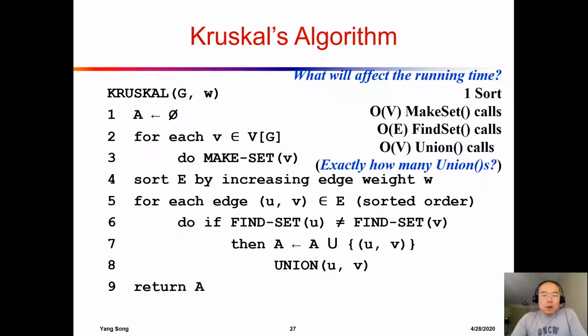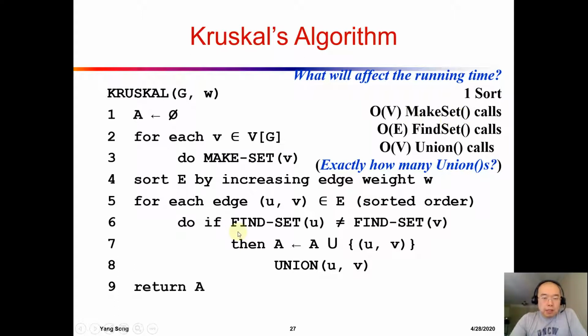Okay, so what are the components that a Kruskal algorithm has? The first one is a sorting, right? On line 4, there's a sorting, and we are sorting a total of E edges. After that, on lines 2 and 3, we have a make set for each of the nodes. So we have a total of V make set cost.